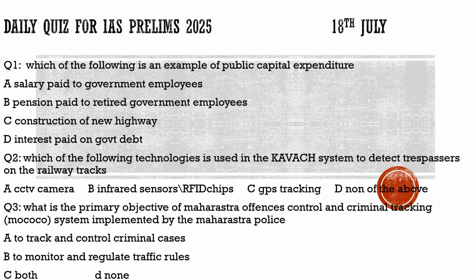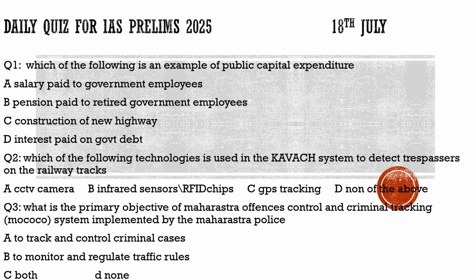Is it CCTV camera? Is it infrared sensors, or RFID chips? Is it GPS tracking, or none of the above? Basically, all of them are used, but the main concept revolves around the infrared sensors and RFID chips. So for question number two, the most correct option would be option B, which is infrared sensors or RFID chips.